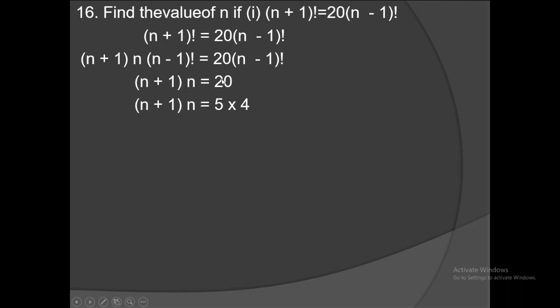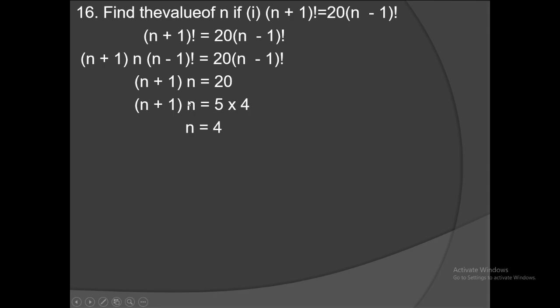So this 20 can be written as 5 into 4, isn't it? So this is n plus 1 and this is n, isn't it? So this is 4. When you add 1 to the number, you will get 5. So this is 5 and this is 4. So n is equal to 4.